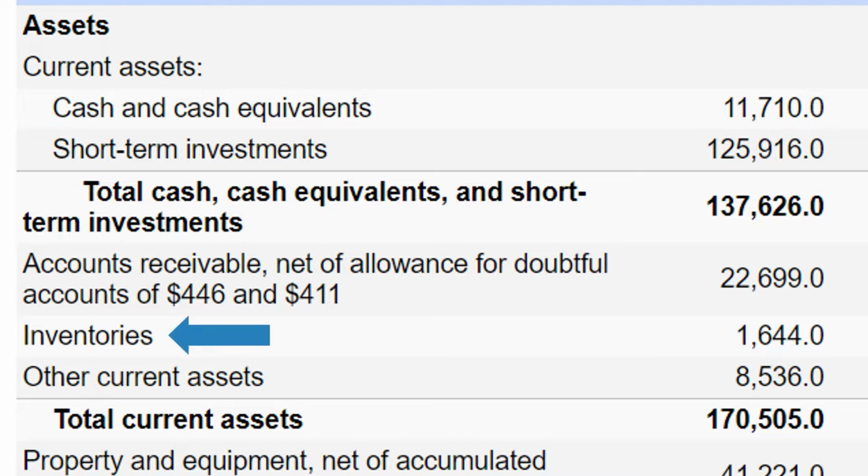Next is inventory. Inventory kind of speaks for itself. That is the amount of goods that a company has. That can be finished goods inventory, raw materials, or work in progress. So that is just all the inventory that a company has. And other current assets are just anything in general that can be converted to cash relatively quickly that a company may own. So those are current assets. You can total all those up and get a value of just over $170 billion.